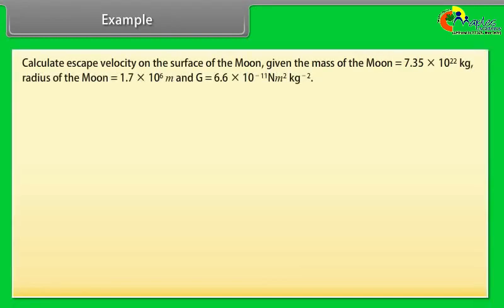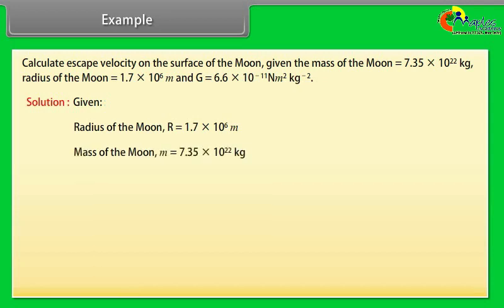Example. Let's take an example of escape velocity. Calculate escape velocity on the surface of the Moon, given the mass of the Moon, radius of the Moon and value of g. Let's see the solution. Given: radius of the Moon R = 1.7 × 10^6 meter. Mass of the Moon M = 7.35 × 10^22 kilogram.